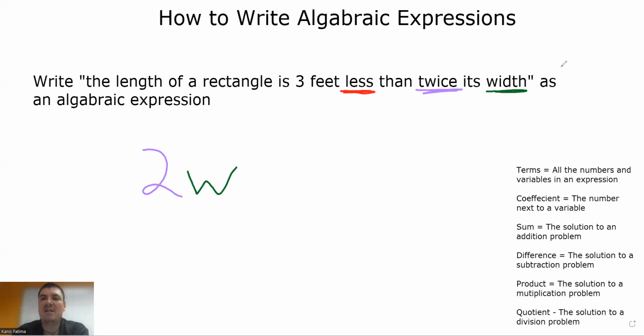Now going back, I see that the length of the rectangle is 3 feet less than twice its width. So I need to subtract 3 from twice the width. So minus 3. So the length of a rectangle is 3 feet less than twice its width is written as 2W minus 3.